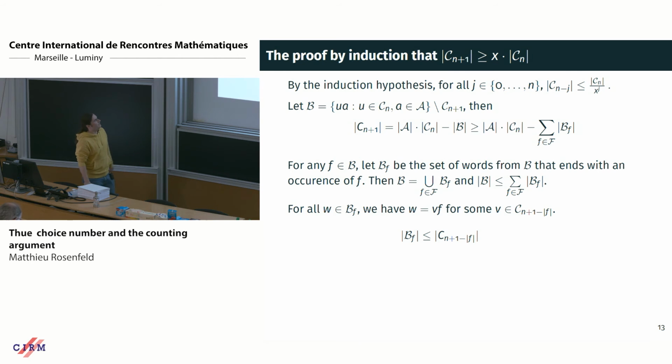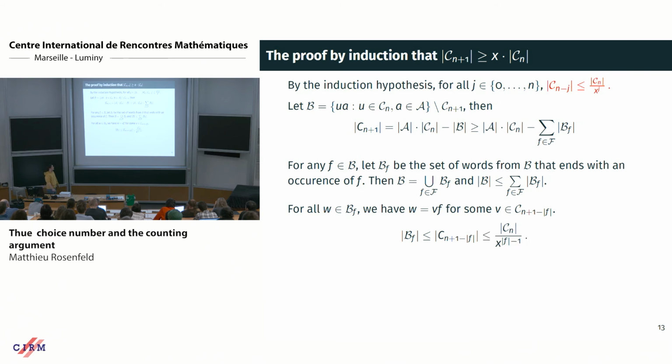And I have the following inequality, which is that the size of pf is at most the size of Cn plus 1 minus f. And now again, I just have to put all the equations together and it's going to give me what I want.